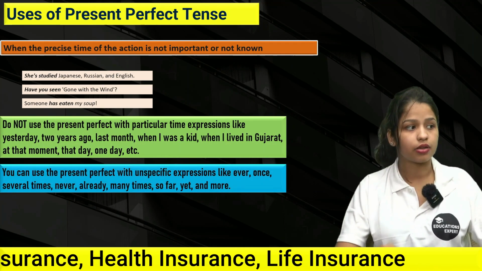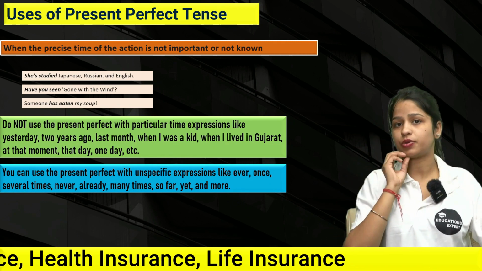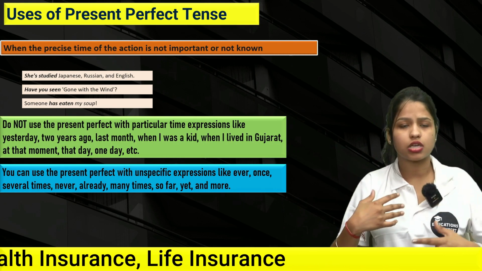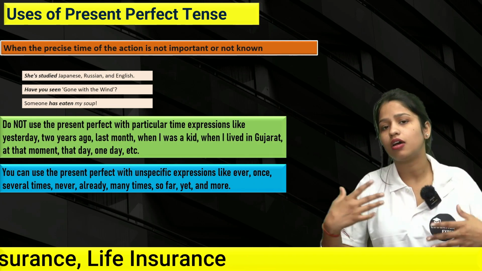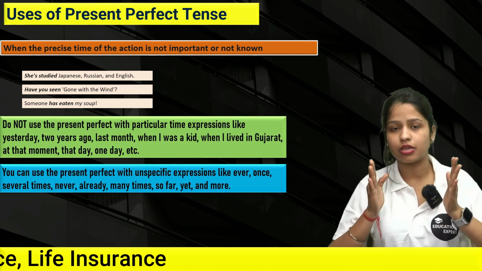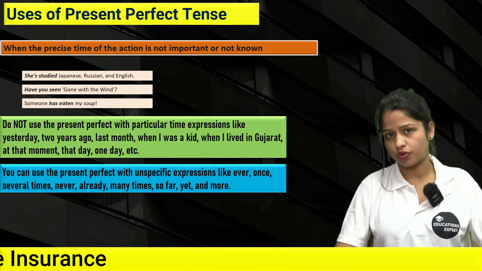Where do we use it then? You can use present perfect tense with unspecific expressions, like ever, once, several times, never, already, many times, so far, yet, and a lot more. Right? When a specific time expression is not specified, that is when we use present perfect tense. How?